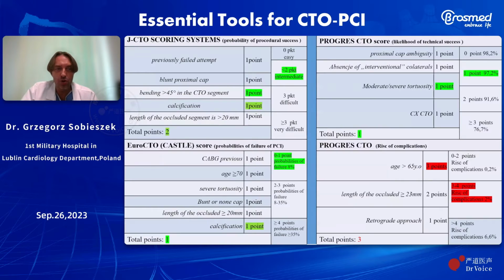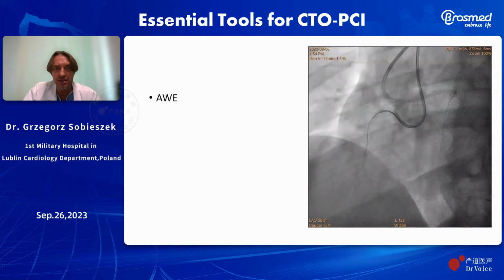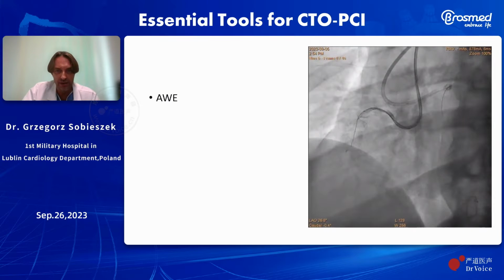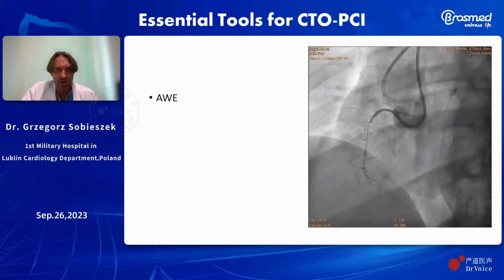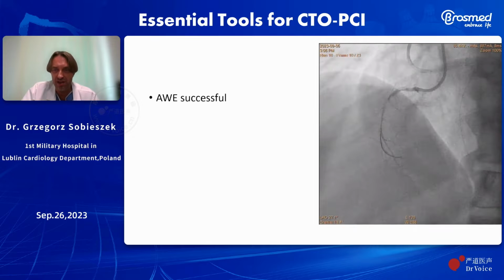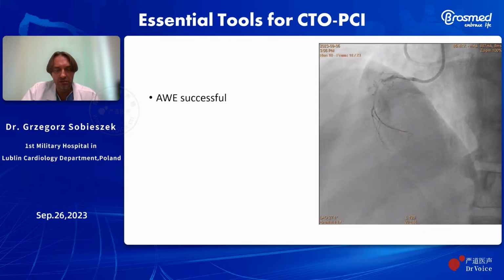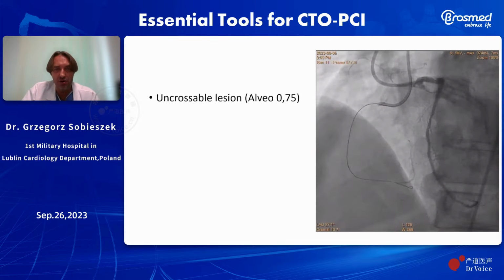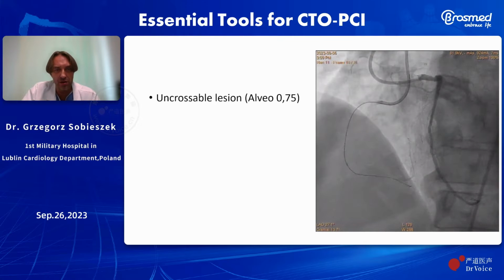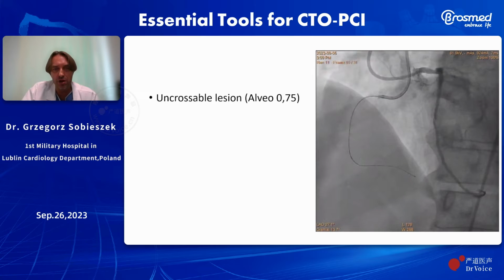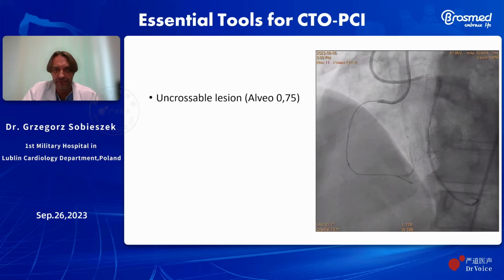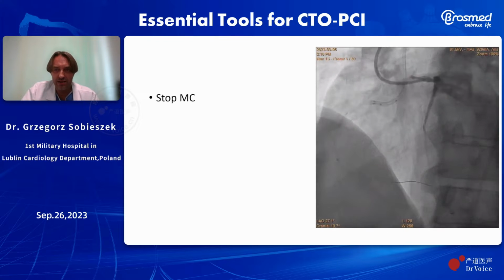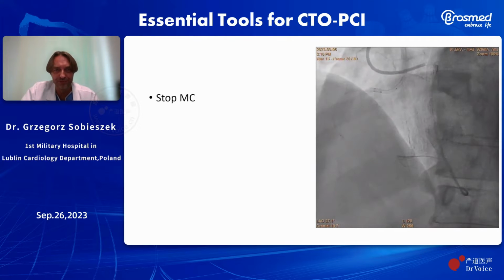In JCTO score it was 2 points, and it looked like a rather simple case with a big probability of antegrade wiring success. And indeed, antegrade wiring was successful. However, the biggest problem in this PCI was an uncrossable lesion in the distal right coronary artery, and we could not progress with the smallest Ikazuchi 0.75, as well as the Corsair Pro microcatheter.